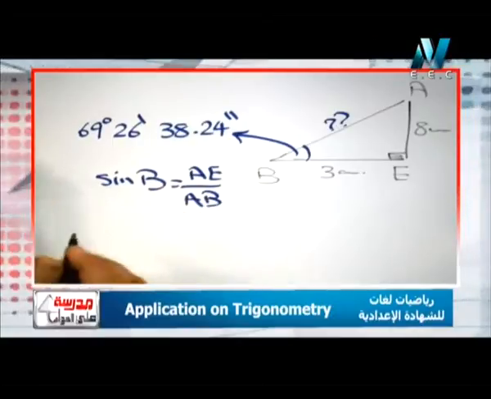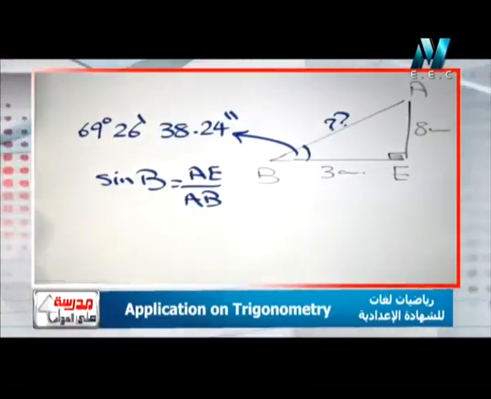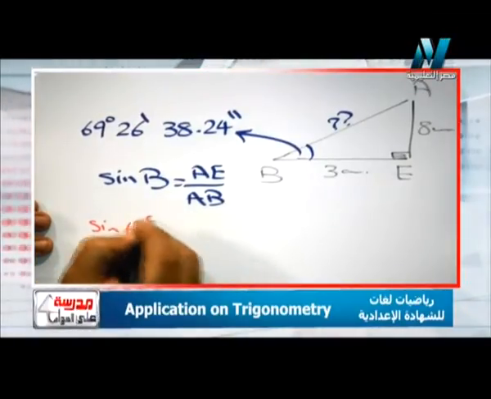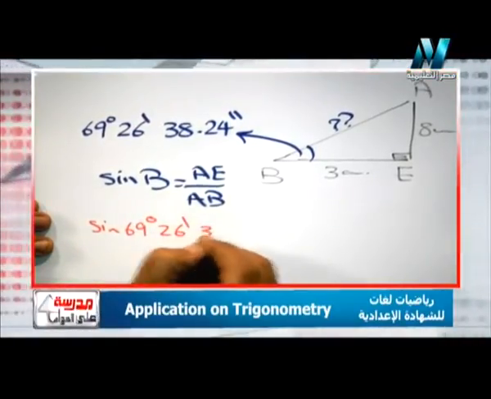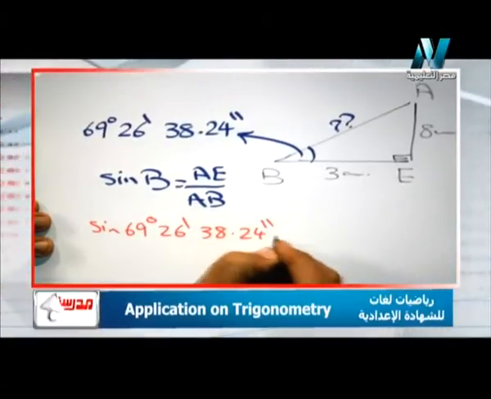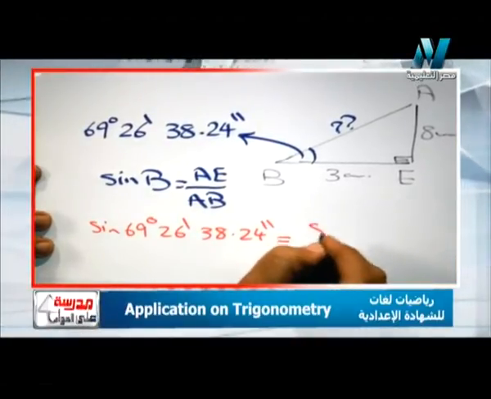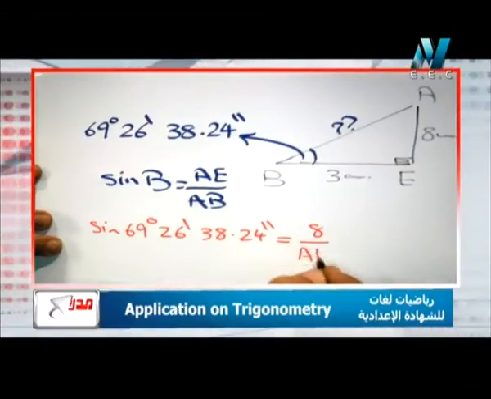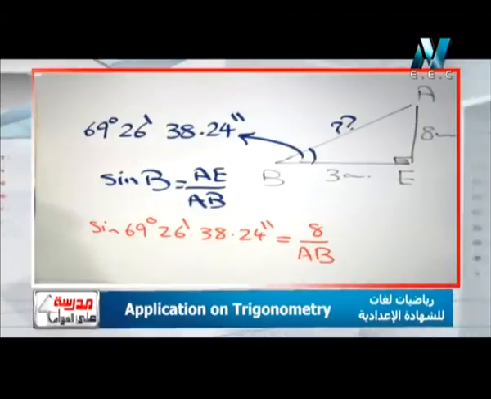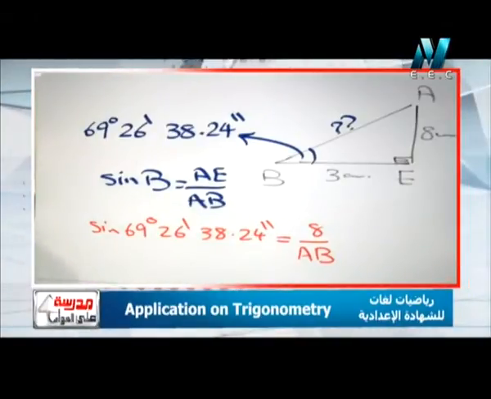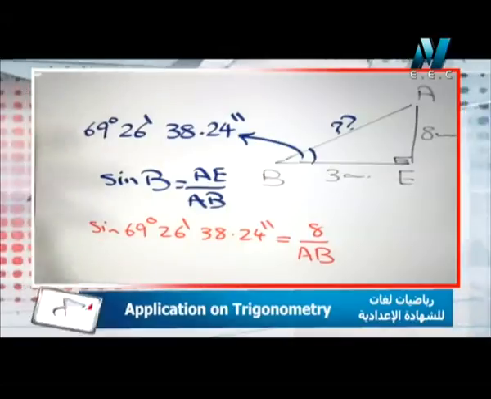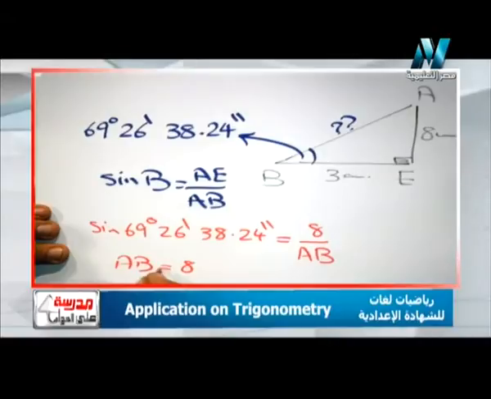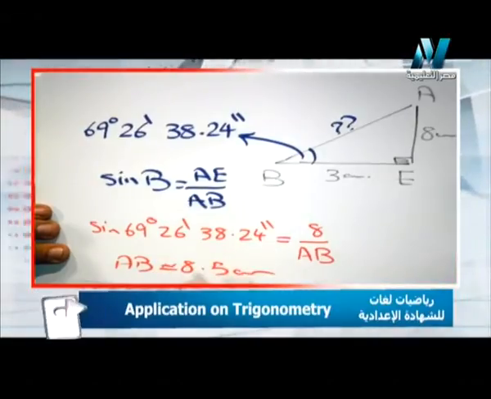Okay, let's replace the letters by the numbers. Sine B, which is sine 69 degrees, 26 minutes, 38.24 seconds, equals the length of AE, which is 8, over the length of AB, which is what I want to find, this is AB. And using a simple cross multiplication strategy, I'm going to find AB. It will be approximately 8.5 centimeters.